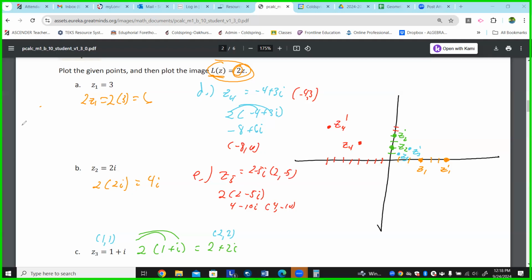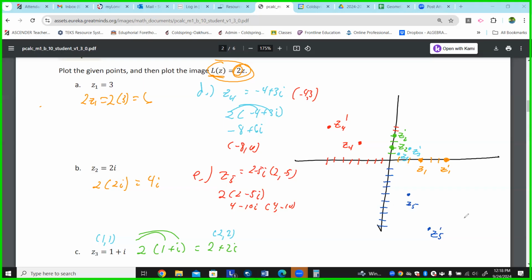All right, so I start off by graphing 2 and then 1, 2, 3, 4, 5. Here's my original point. And then it went down to 6, 7, 8, 9, 10, over to 4. This is my Z5 prime. All right. Any questions there?